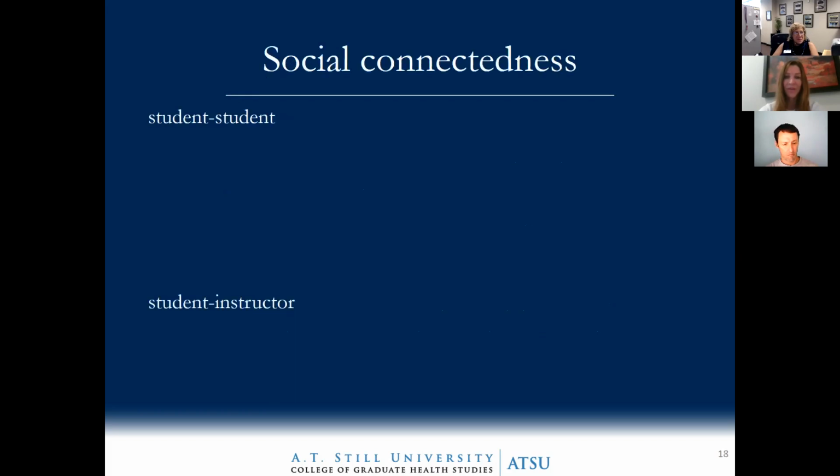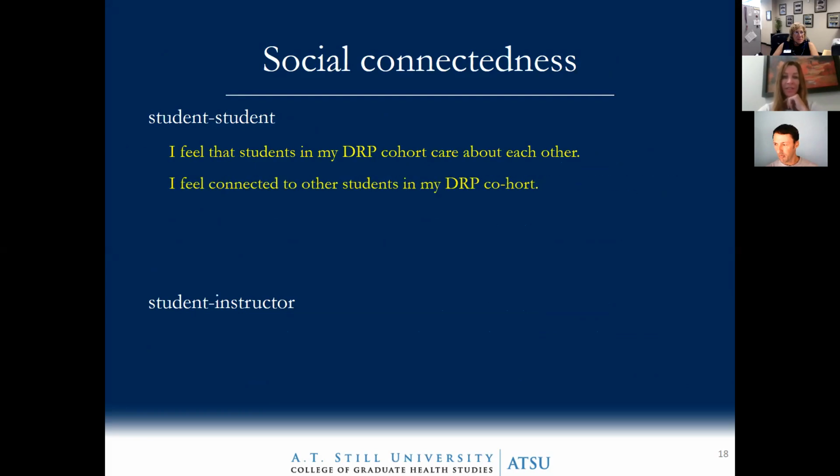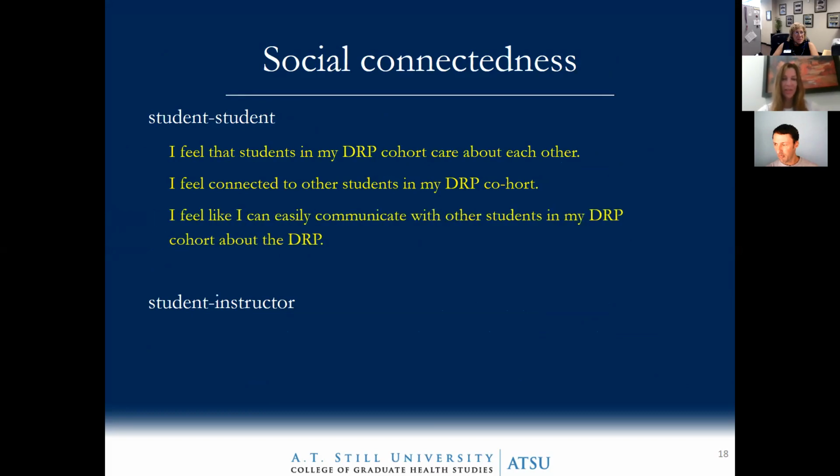And then measuring social connectedness, just a sampling of some of the questions. I'm not going to go over all of them, obviously, but just to give you an idea, again on a 5-point Likert scale. For student-to-student connectedness, these are more like statements. I feel that students in my DRP cohort care about each other. I feel connected to other students in my DRP cohort. I feel like I can easily communicate with other students in my DRP cohort about the DRP, etc.